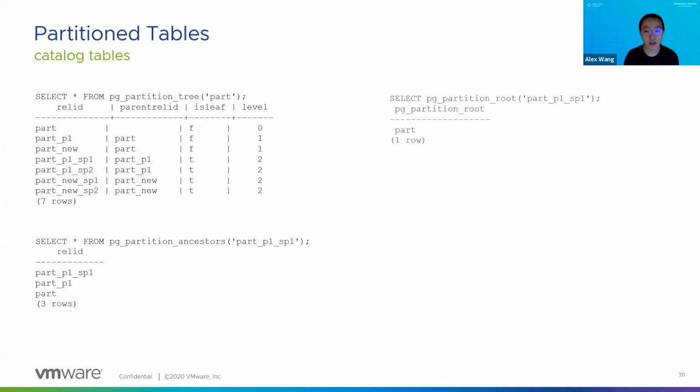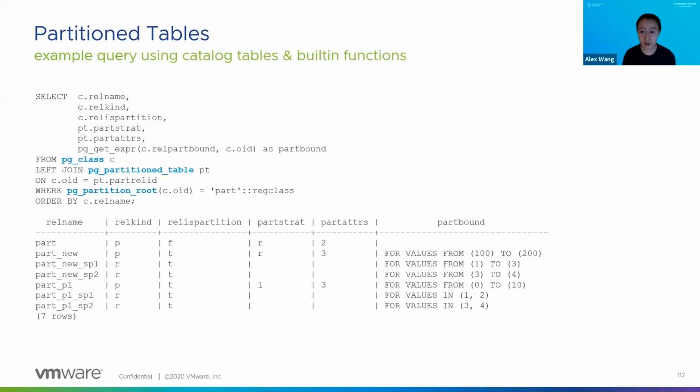And here are three useful built-in functions that show information about partition tree, partition root, and partition ancestors of a table. And in the next slide, we can have a little taste of what's in the catalog tables. So in this query, if you look at the result, we can see whether a table is a parent, whether it is a child, what's the partition strategy, and what are the partition keys and partition bounds the table covers.